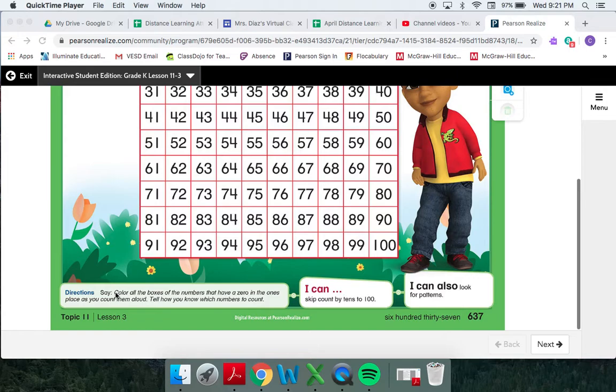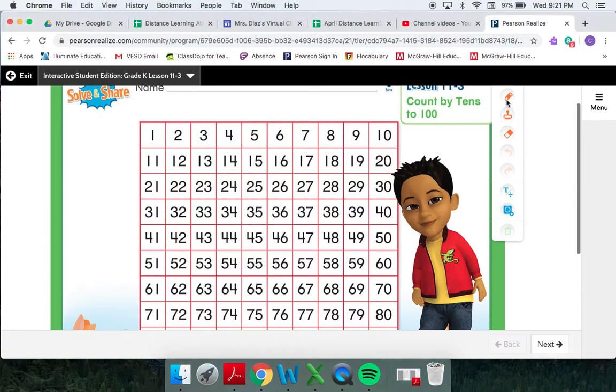So here students are going to be coloring all of the boxes of the numbers that have a 0 in the ones place as you count them aloud. If you still have not had a conversation with your kiddo about ones place and tens place, now would be a great time to do that. So we have covered this in class.